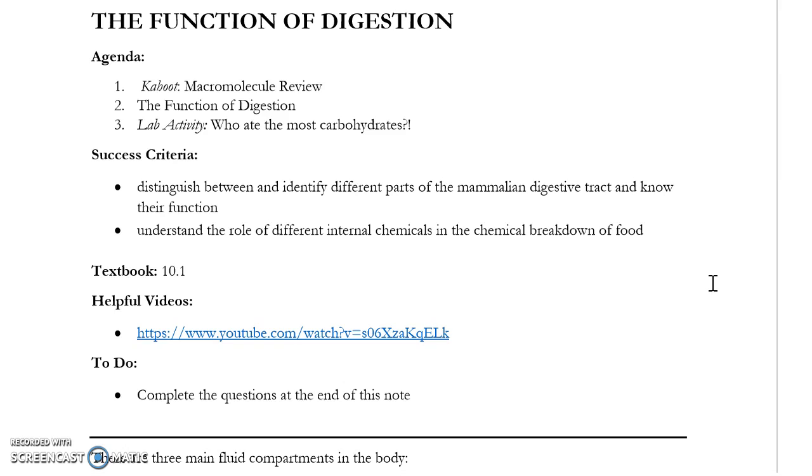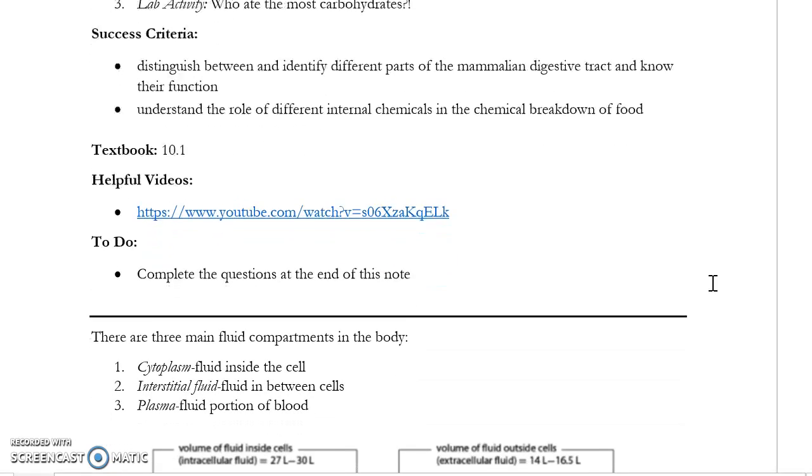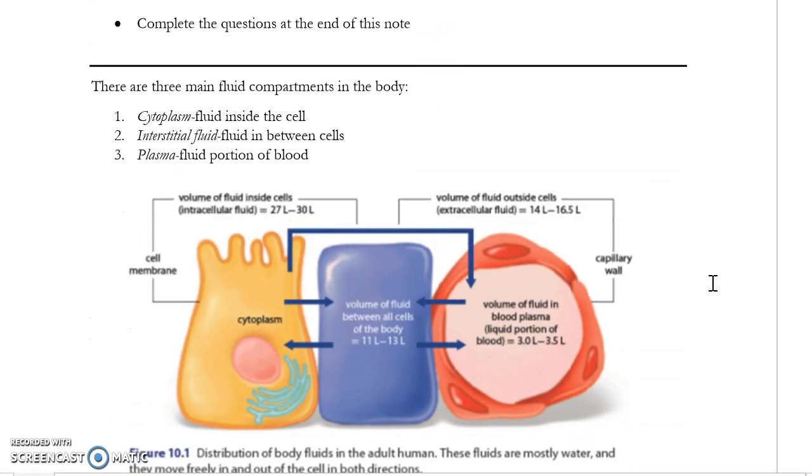You will have to know your macromolecule knowledge from the Molecules of Life unit. So if you have forgotten that knowledge, go review it. You will have to know it for your next assessment. Then we're going to talk about the function of digestion, and then we're going to do a lab with Mr. Chan. So going through this is all in your notes.